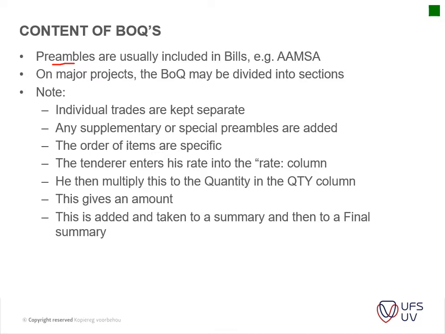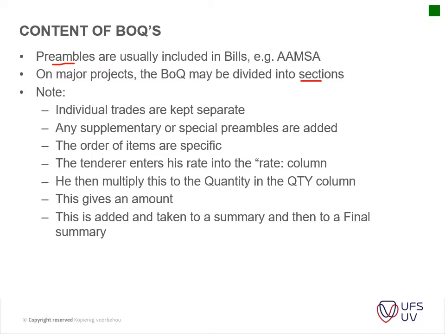On major projects, the BOQ may be divided into sections. Basically, you will have different bills for different sections. For instance, if you've got a large development with multiple buildings, then your building will be divided into multiple sections, each with their own trade. So each one of those sections will have earthworks, a concrete trade, masonry trade, etc. And then the next section will have again your earthworks, your concrete work, your masonry work, etc.